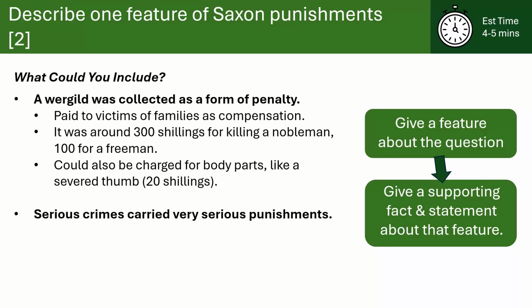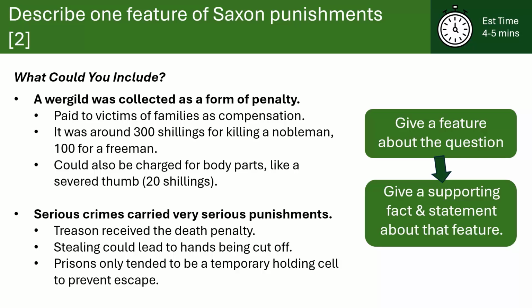You could also talk about the idea of serious crimes, and like any society, serious crimes are met with serious punishments. For example, treason would definitely get the death penalty, but if you stole from people like the church, for example, you could end up having your hand cut off, or if you were a serious offender, you could just be killed for it. We also know that prisons tended to not be used long term. They weren't for locking away criminals. They were just a temporary hold until that person went to trial, and then they faced some sort of justice and then were let go.